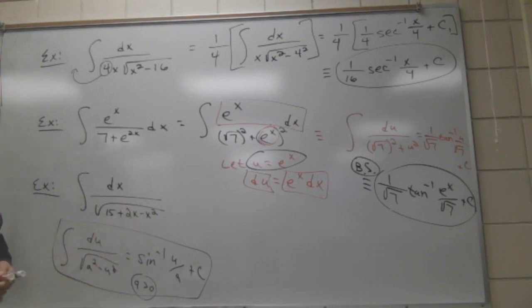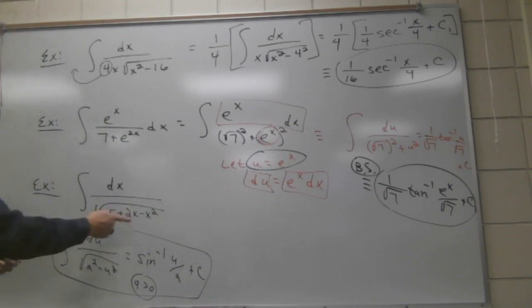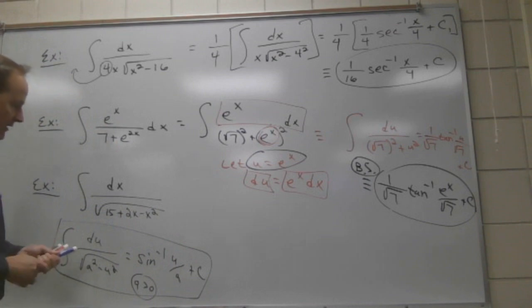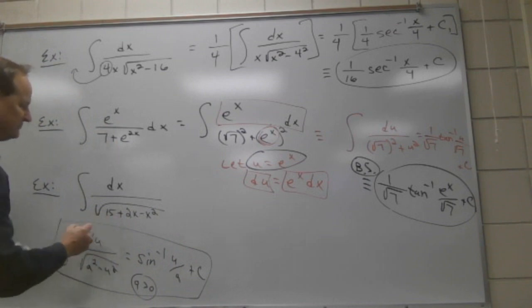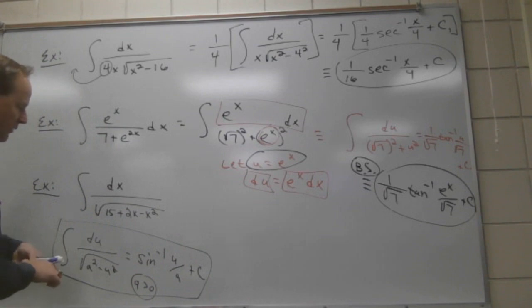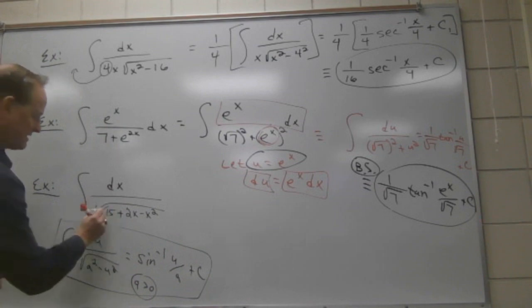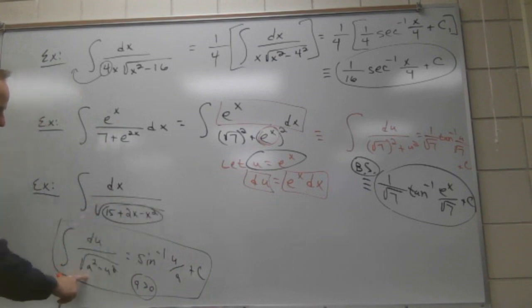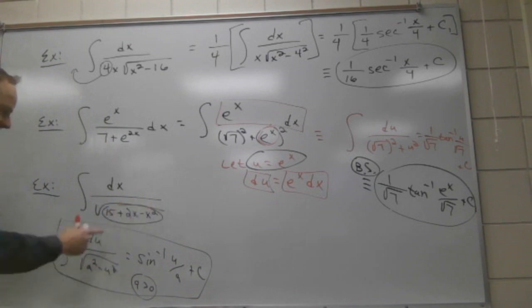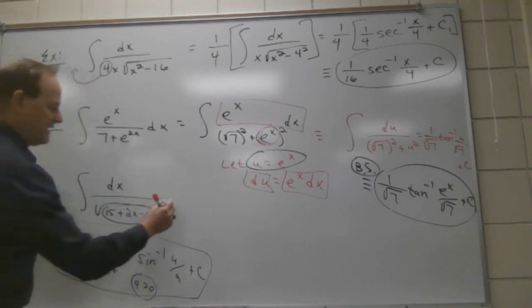And the question is, how do we do that? Well, we're going to do a process of completing the square here. So what we really want to do is work with the denominator and say, okay, how are we going to work with 15 plus 2x minus x squared and make it to be some constant squared minus something else squared?